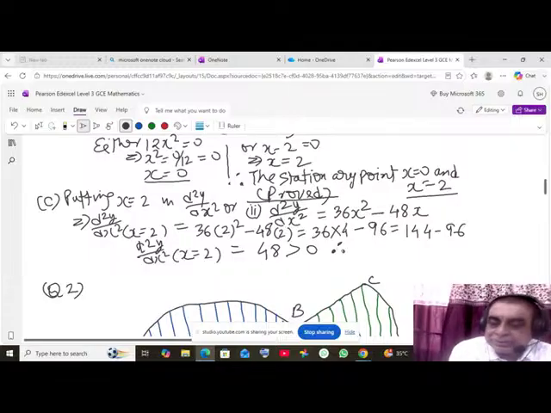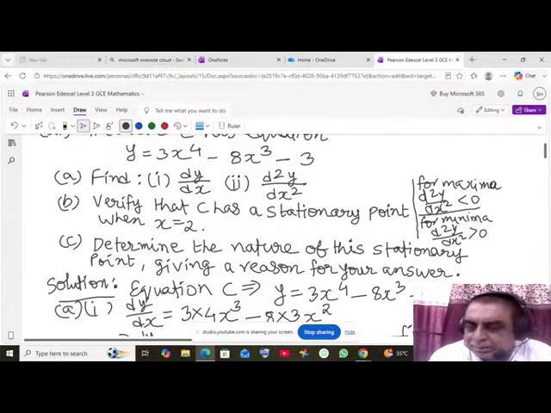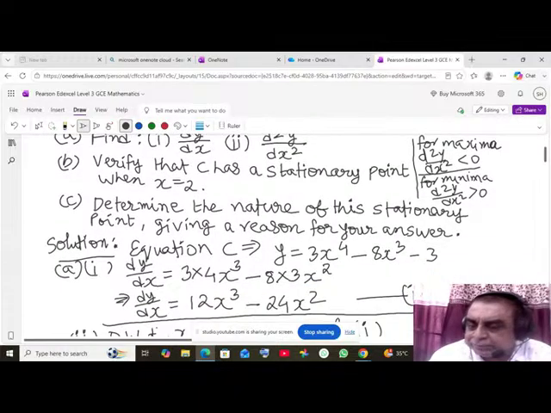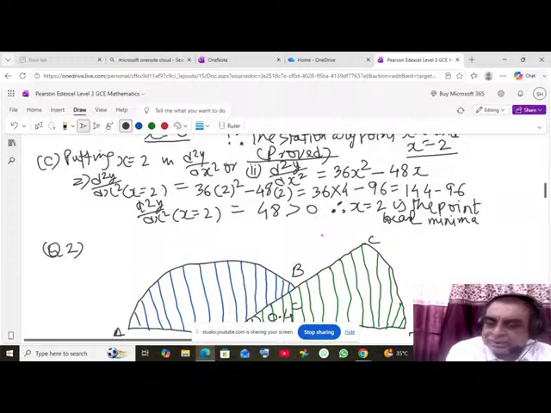So the result is x equals 2 is the point of local minima. Okay, I have explained for the local minima, the d squared y by dx squared value is greater than 0. So here we have d squared y by dx squared. When we put the value x equals 2, we get the value of d squared y by dx squared as 48, which is greater than 0. So x equals 2 is the point of local minima. Okay, so that is the answer.